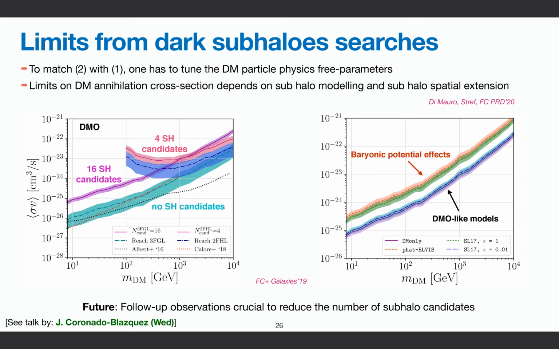And on the right instead, what you see is the effect of different modeling of the dark matter substructures in the galaxy, which also accounts for the baryonic effects of the tidal stripping in the Milky Way disk. But there will be a dedicated talk again about this type of search just right after me.